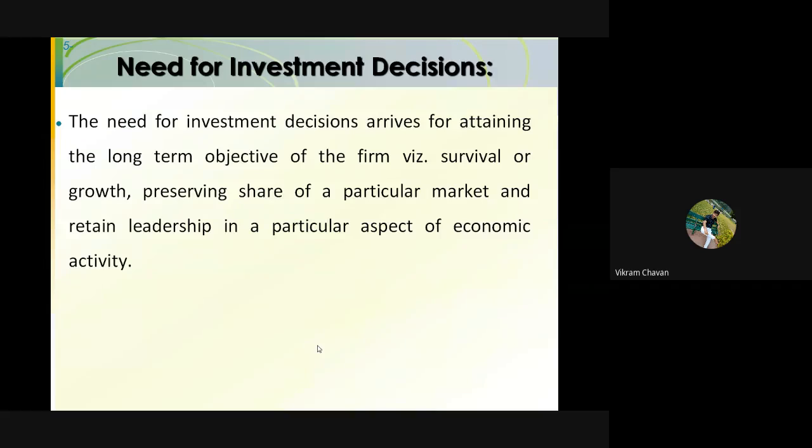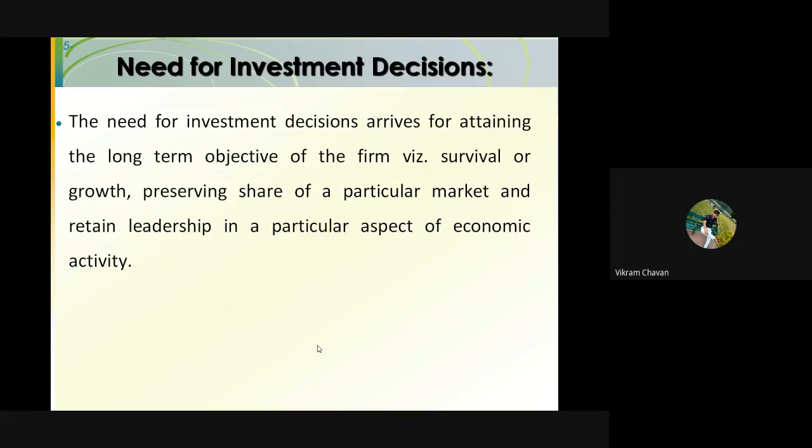Whereas the other companies, we can see that Samsung or Apple, or another Chinese company, Chinese product, have their proper shares; they have captured the proper market which is required for the growth of the company. So investment at a particular time is required for the growth or to survive in the market.